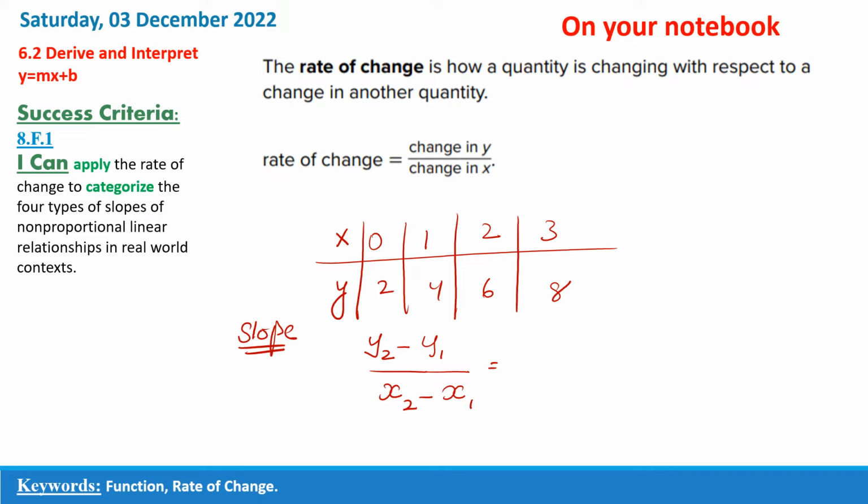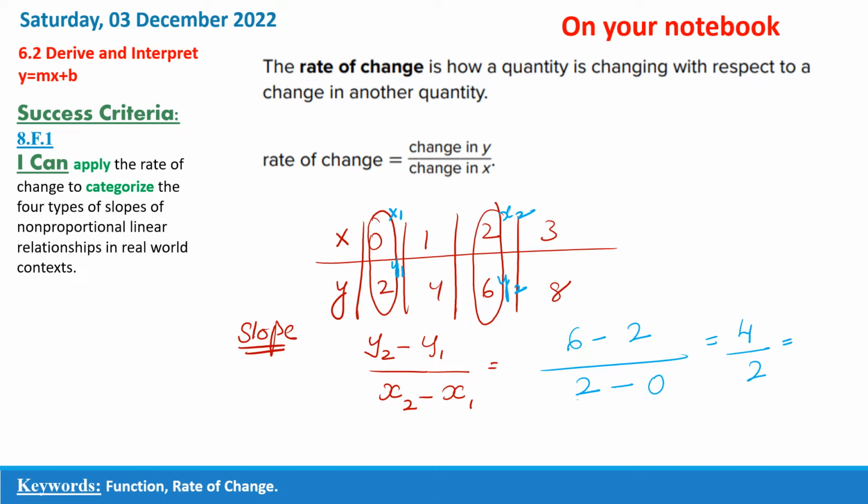Choose any two values. This is one ordered pair and this is another ordered pair. You can choose any one. Name them x1, y1 and x2, y2. So let's suppose this is x1 and this is y1. This is x2 and this one is y2. So y2 is 6 minus y1 is 2, over x2 is 2 minus x1 is 0. 6 minus 2 is 4 divided by 2. Now 4 and 2 go in the table of 2, so 2 times 2 is 4 and 2 times 1 is 2. So the slope is 2 for this table.